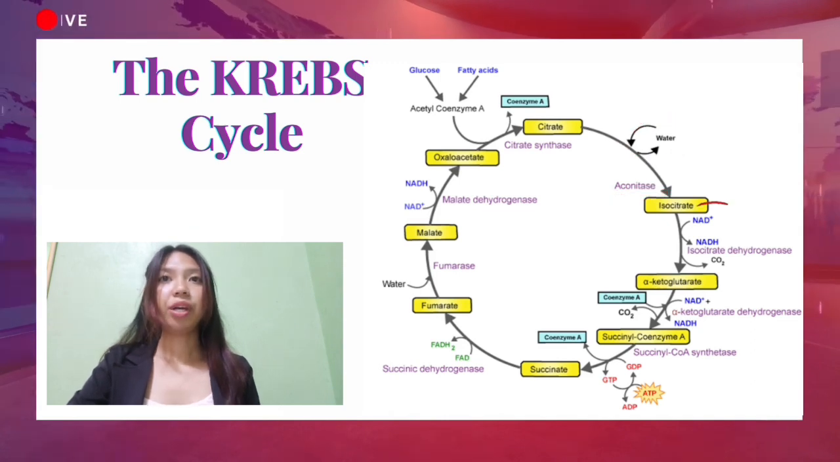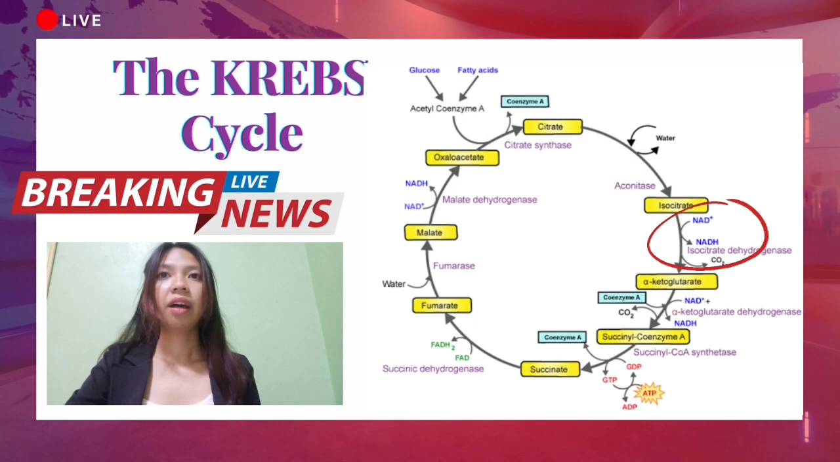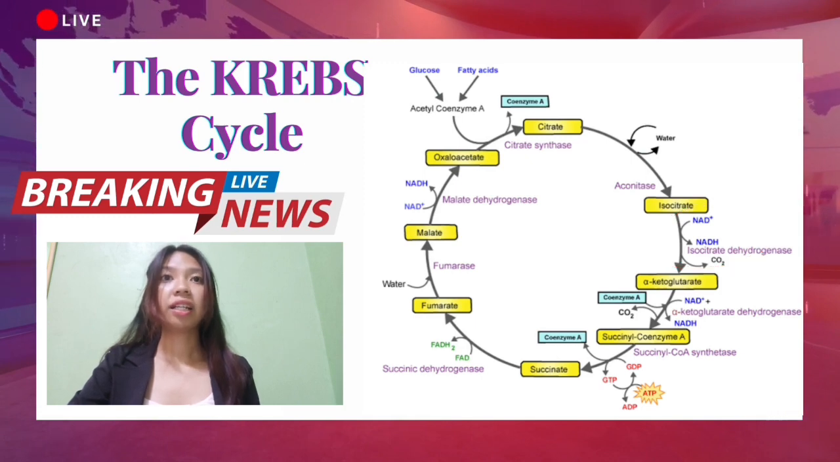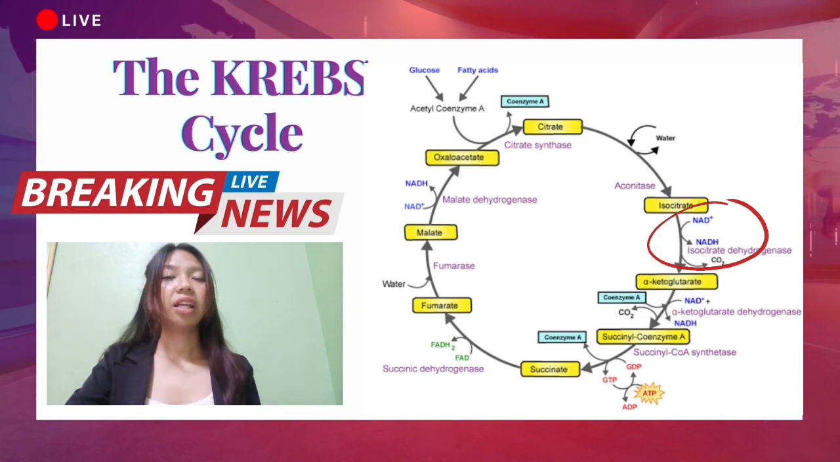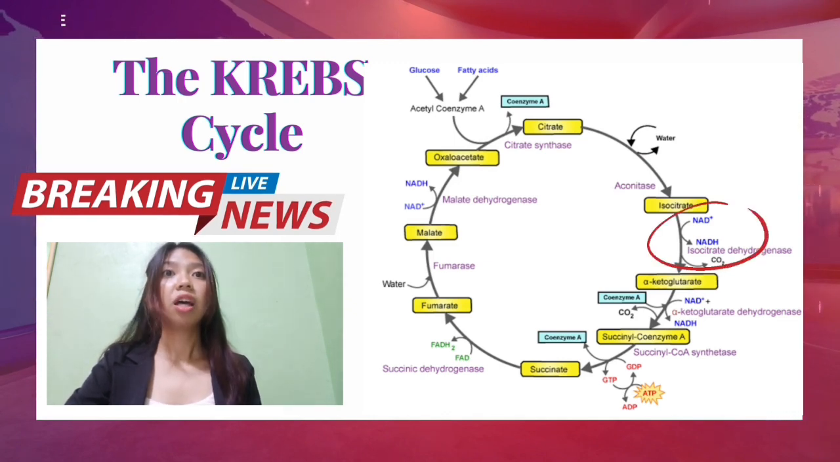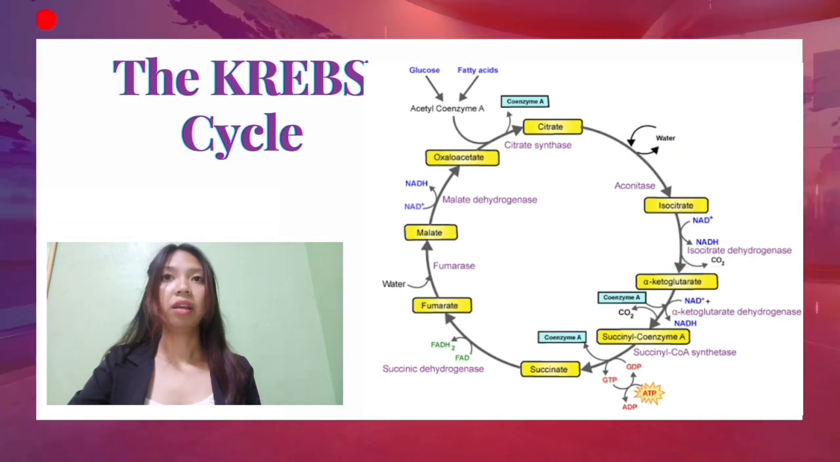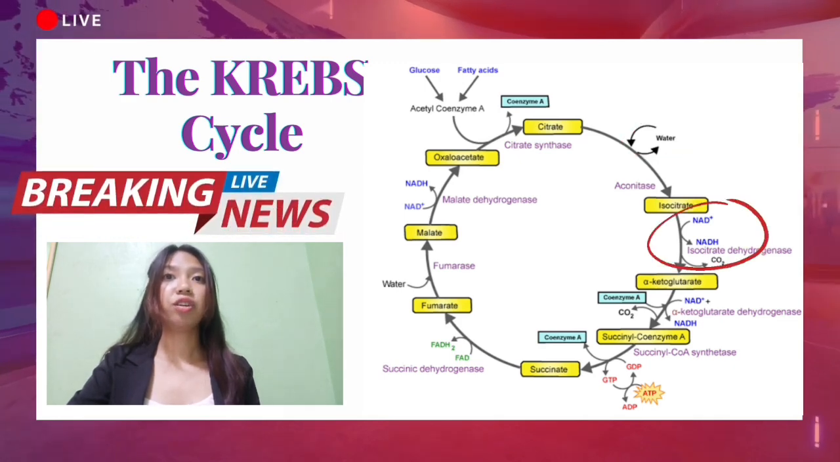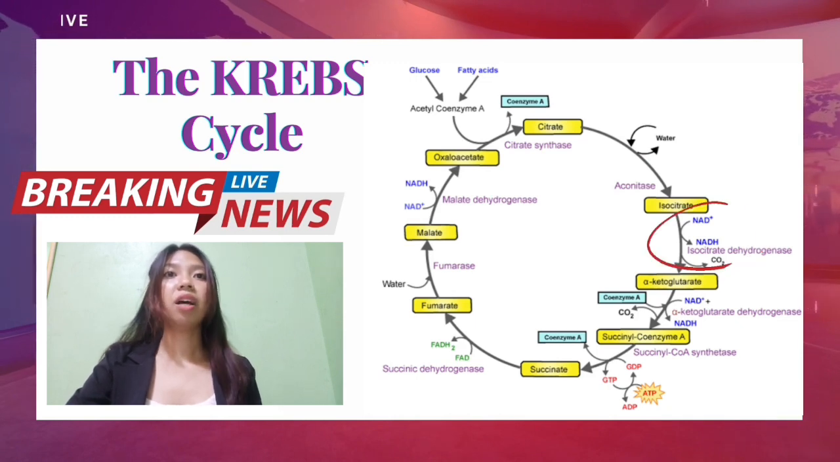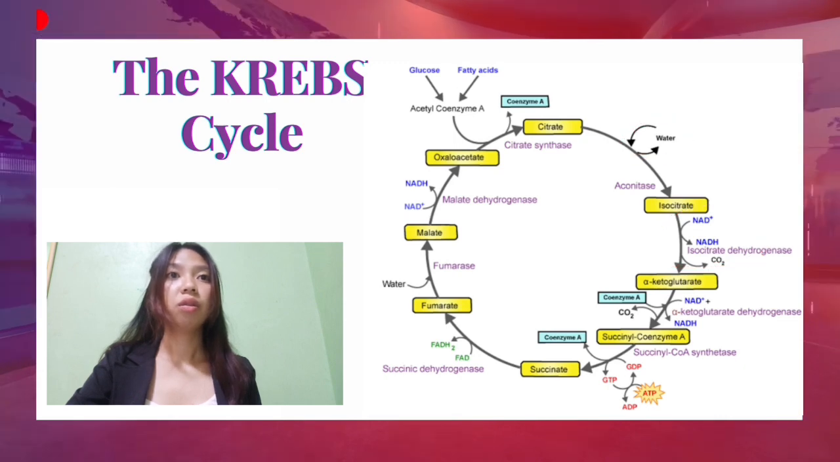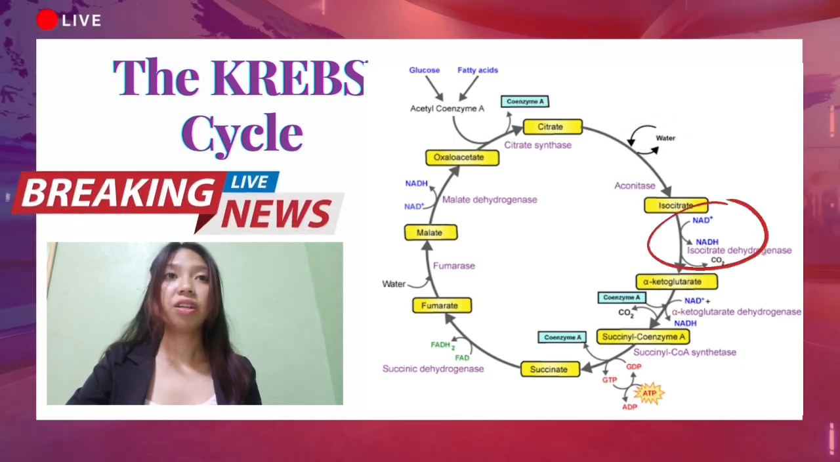So in the third step, we have isocitrate to alpha-ketoglutarate. The enzyme isocitrate dehydrogenase catalyzes the dehydrogenation of isocitrate, producing oxalosuccinate, and then it undergoes a further process to become alpha-ketoglutarate. In this step, 1 NADH is produced, and as we can see in the illustration, the molecule NAD plus is reduced into NADH. And then a molecule of carbon dioxide is released, proceeding into the electron transport chain.